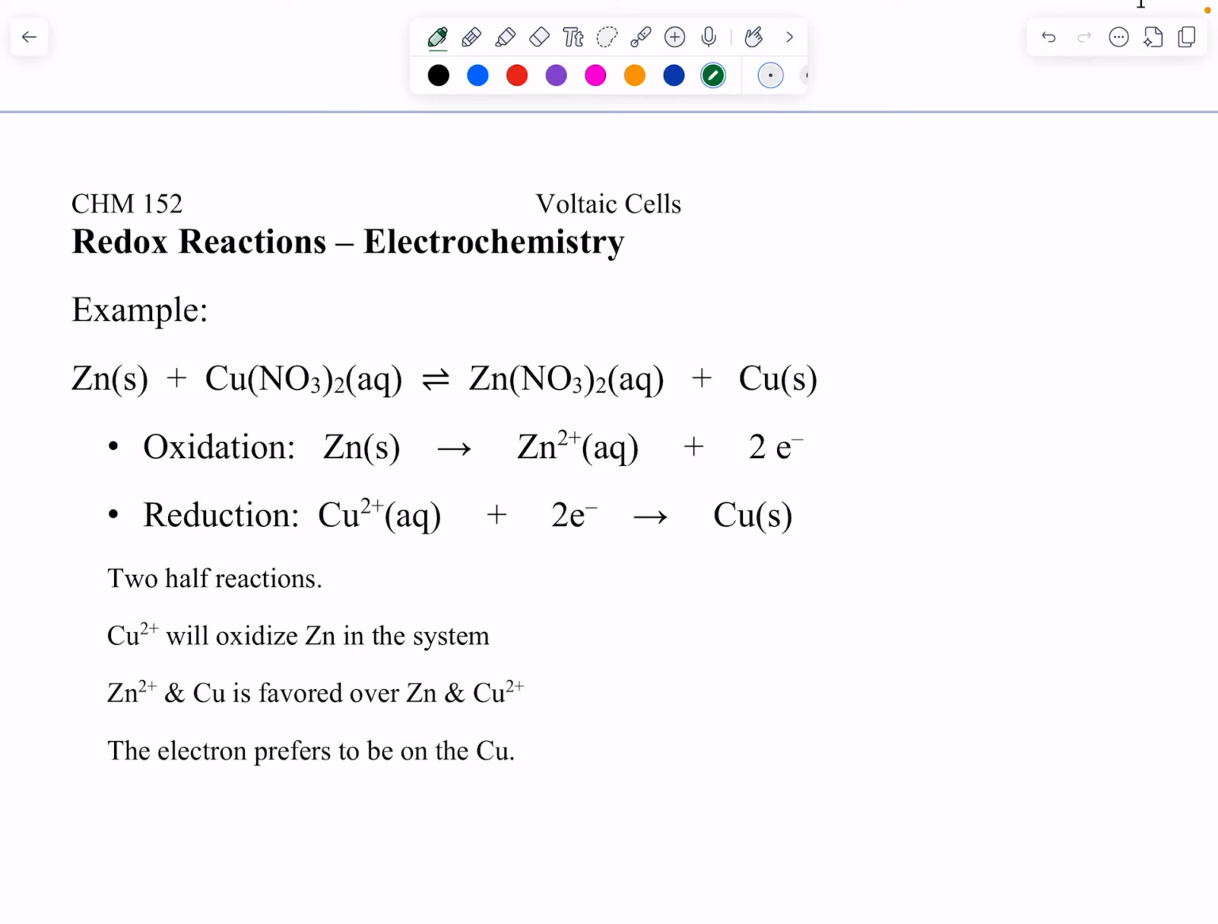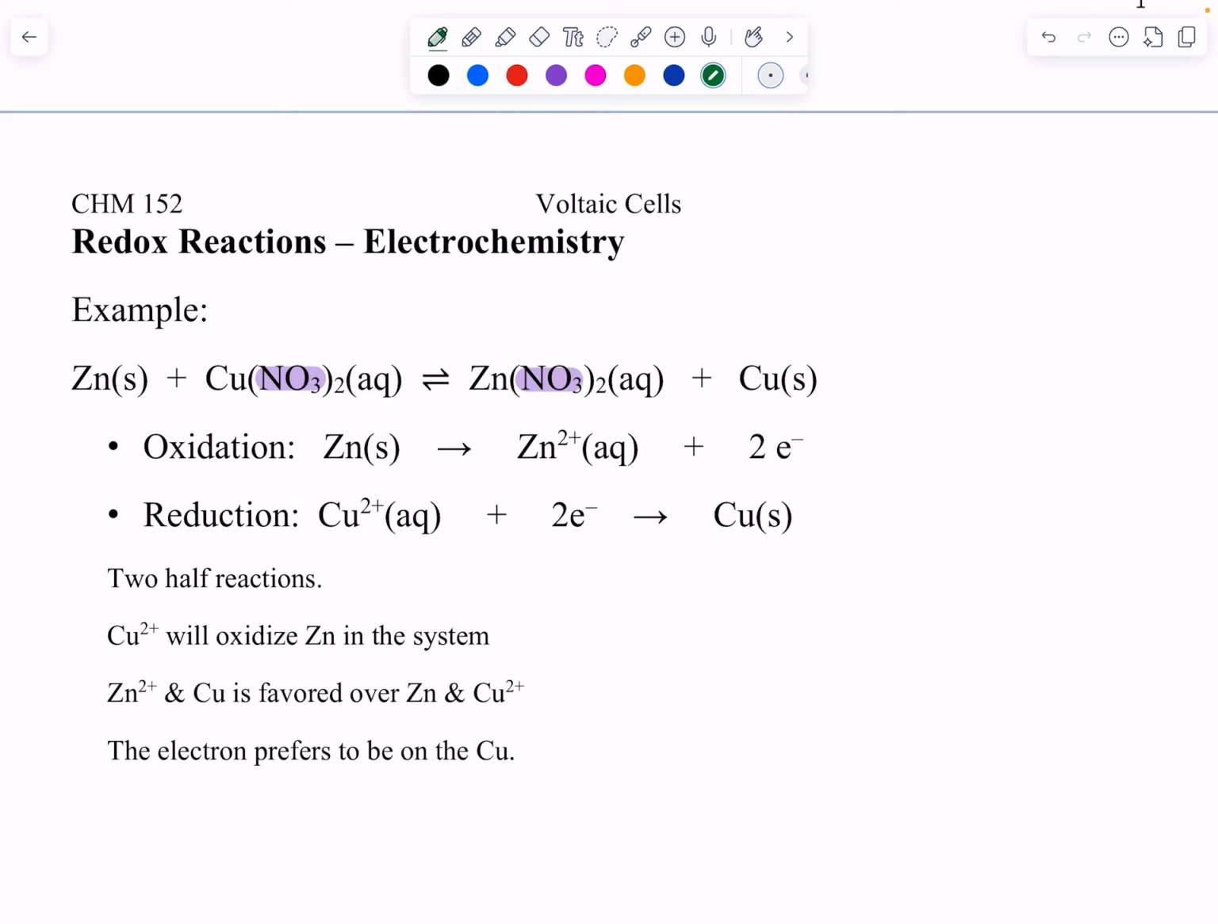Hey guys, welcome back. We've got redox reactions today in this video. An example of a redox reaction: you have zinc metal and copper(II) nitrate going to zinc nitrate and copper metal. One thing that does not change, and we'll make it purple here, is nitrate. Nitrate just stays there. It's a spectator ion.